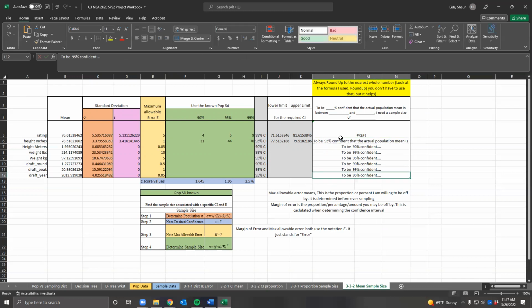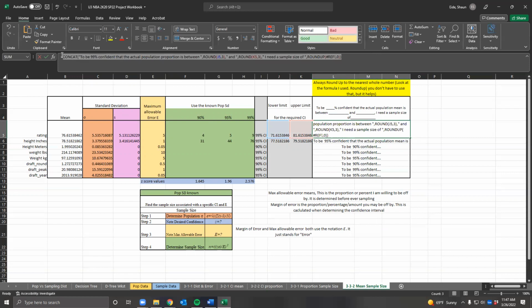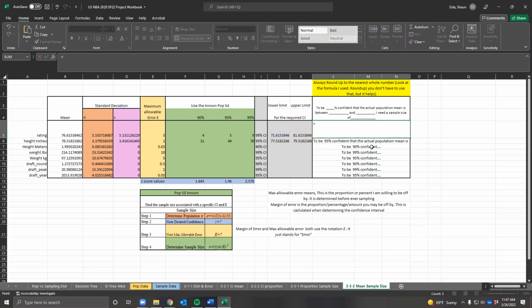Then you just go all the way down. And don't worry about this so much. You just take whatever you did here, put it right there, and plug in what it is that you need. And that's pretty much how you do all of this. Don't worry about the sample stuff.